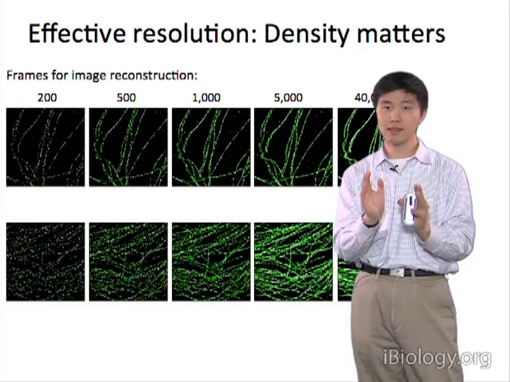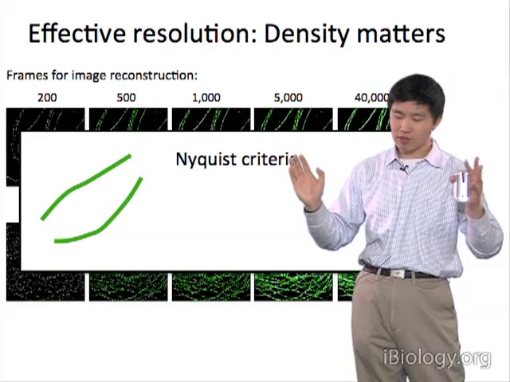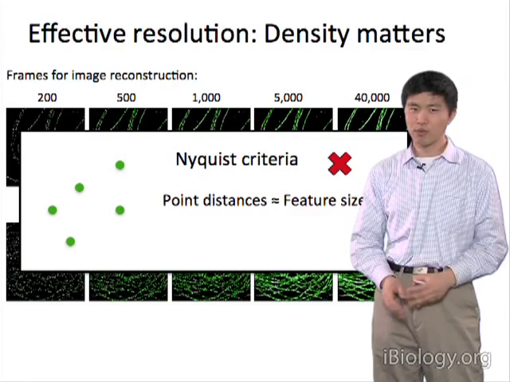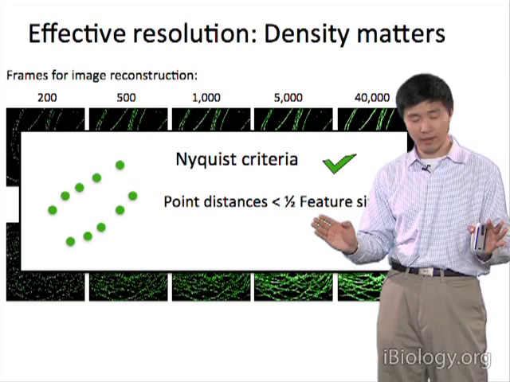And that can be simply explained by the Nyquist criterion. So suppose we have some line-like structures in the cell, and if our sampling density is not there, we really cannot say that, okay, we have two lines. It's only when the point-to-point distance is comparable to one-half of the feature size, or smaller than one-half of the feature size, that we can reliably resolve the structure.